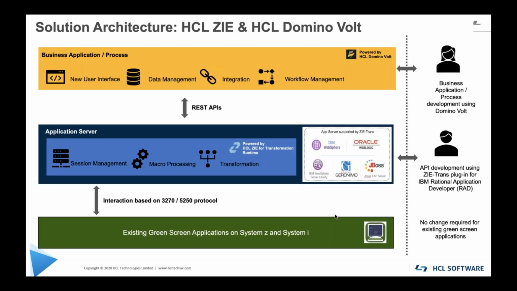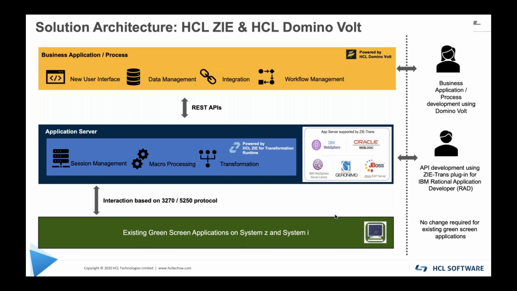This is the illustration of the architecture of the joint solution. On the left-hand side of this page, you can see the runtime architecture of the joint solution. The new business application and workflow are developed using Domino Vault. The transformation of the Greenscreen application to REST APIs is performed by the ZIE for Transformation runtime, which can run in any application server listed on this page. The existing Greenscreen application remains unchanged on the System Z and System I platforms.